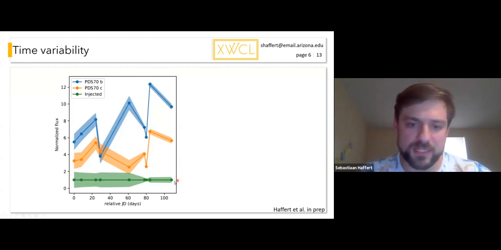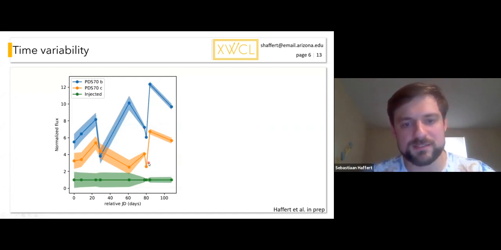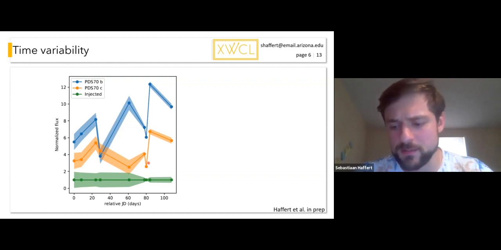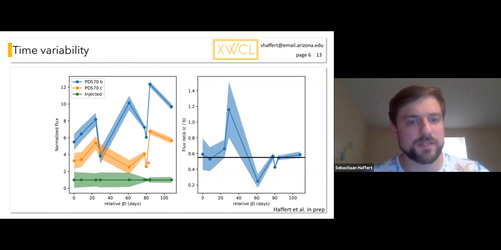So even after calibrating with these fake injected planets and all the other steps, we can see there's still a lot of systematics. The reason we think it's systematics is because both B and C have the same sort of trend and the same behavior between them. So what I then looked at was the ratio in H-alpha flux between B and C. That's what you can see here on the right.